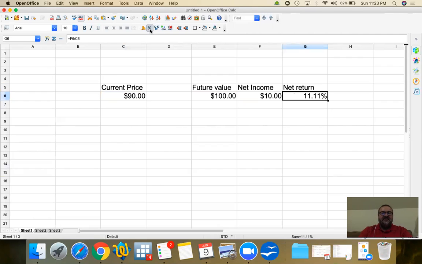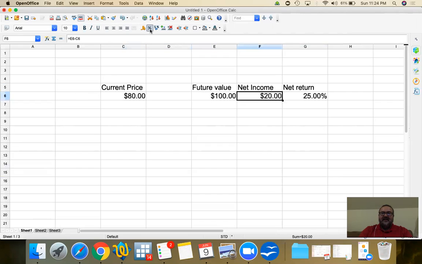Which makes this 11%. Now, if you pay $80 today, your investment is now $80 instead of the $90. You paid less. Your future value does not change. That's how much the bond is going to pay you a year from now. The net income, however, is now higher simply because you're paying $80 for a $100 future value.